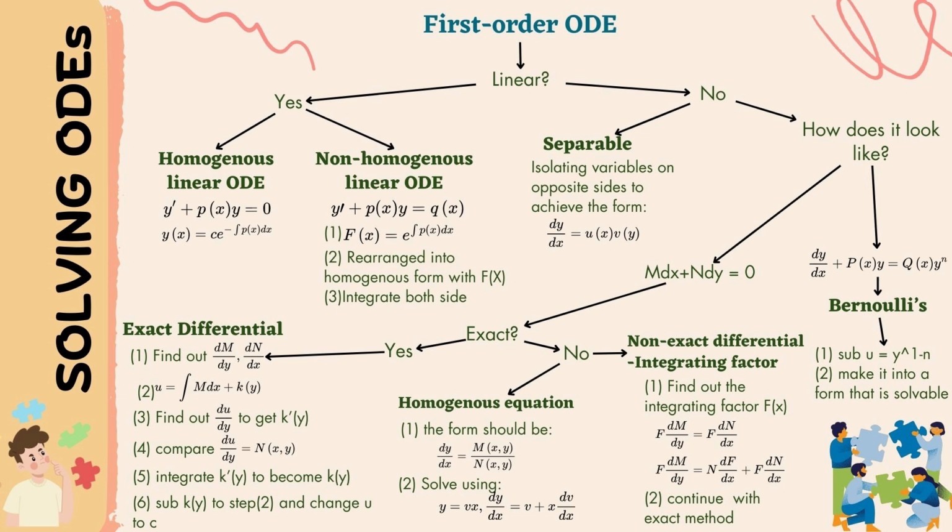For Bernoulli's equation, we use a substitution to transform it into a linear ODE, which we can then solve using linear methods. Finally, if the ODE is not exact and doesn't fit any of the simpler forms, we use the integrating factor method to simplify and solve the equation.